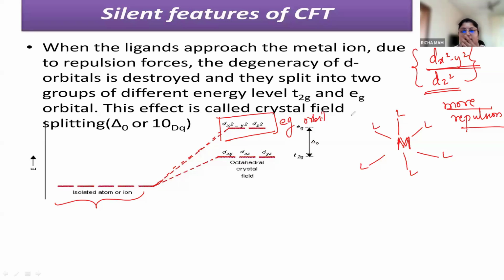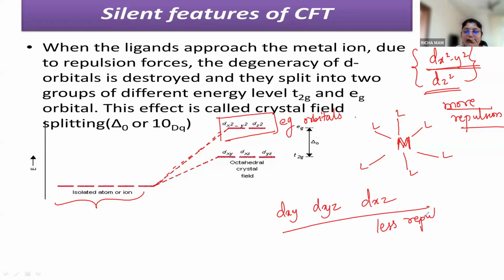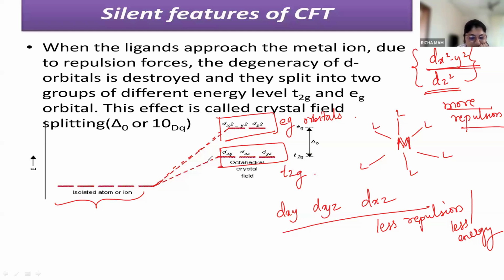So this set of orbitals is called the EG orbitals, and this dxy, dyz, and dxz will experience less repulsion. There will be less energy utilized, and they will split into T2G orbitals. So whatever degeneracy was there is removed.